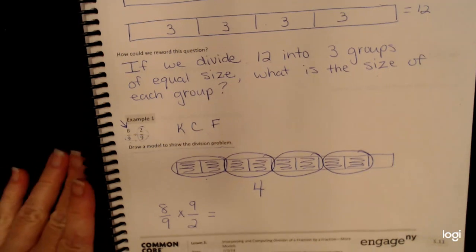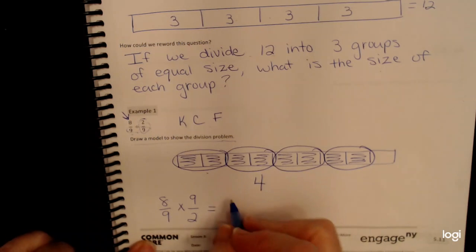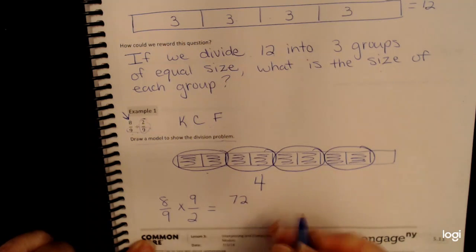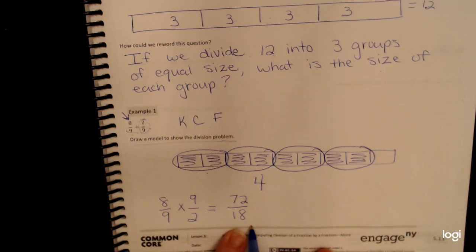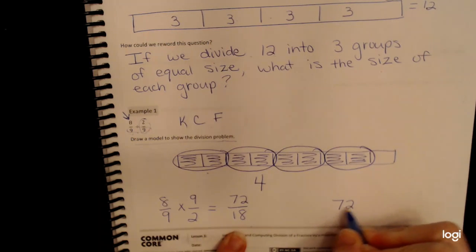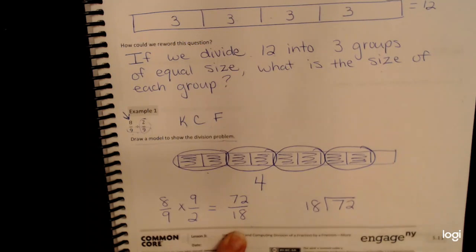We're going to multiply across the top and multiply across the bottom. Most of us know that 8 times 9 is 72. 9 times 2 is 18. Obviously, we have something that is top-heavy, so we remember from last week that when we have a top-heavy fraction, we actually need to divide. So we'll take 72 divided by 18.